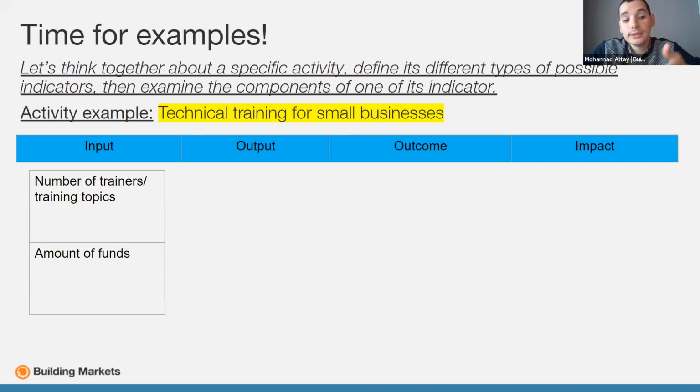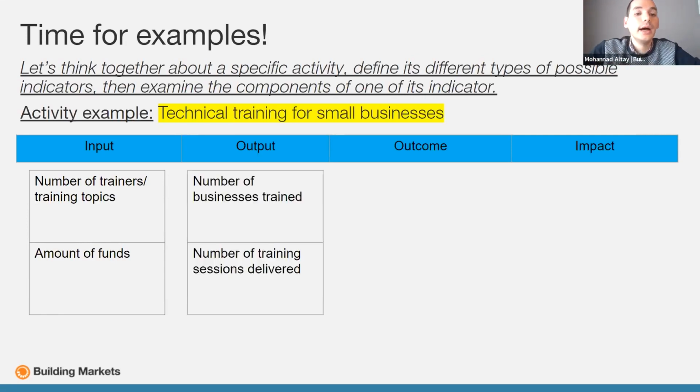Another idea is the amount of funds. You can measure this in the form of a percentage. For example, 10% of the project budget was allocated to the training services. This is our input. This is what we are putting into the service. And after this come the output indicators. This is the kind of indicator that does not relate or indicate a change yet. It only describes how we used our resources, how we used the inputs.